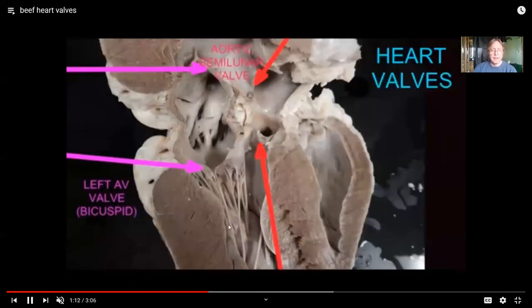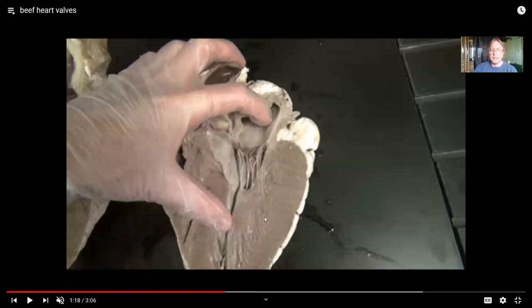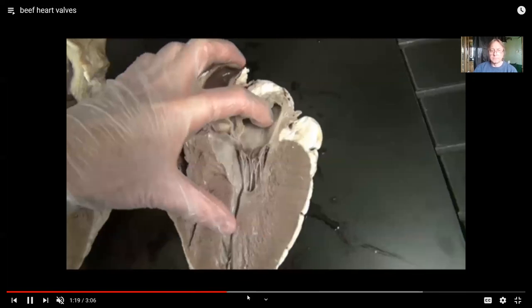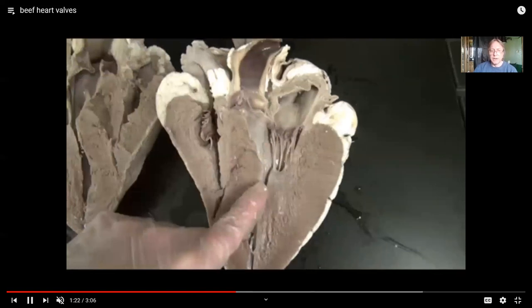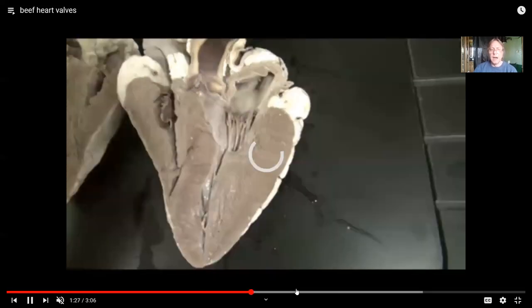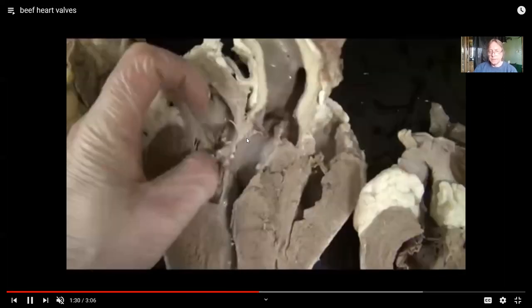So here you can see, here's the left ventricle, here's the left atrium. And then here you see this thick rope-like chordae tendineae. So this must be the left atrioventricular valve. And there are two cusps here. That is the bicuspid valve. And we'll see the right AV valve in a second. Here I'm still doing the left AV valve.